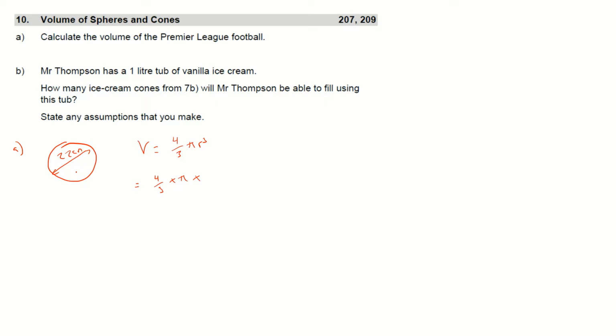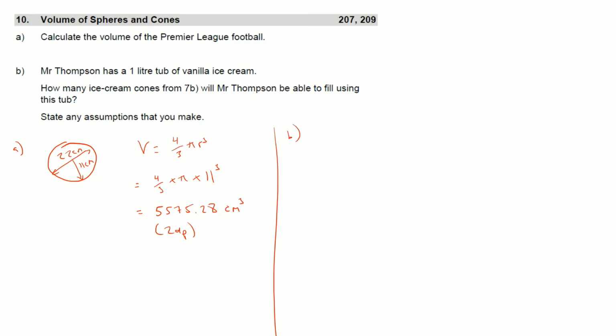Remember, r was halfway across. Okay, r is half of 22. r is 11, so 11 cubed. This will be a big number here. Okay, we don't let that put you off. So 4/3 times pi times 11 cubed gives me a large answer, 5575.28. Remember now, it's a volume, so it's going to be in centimeters cubed to 2 decimal places.